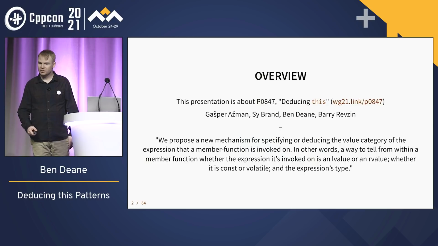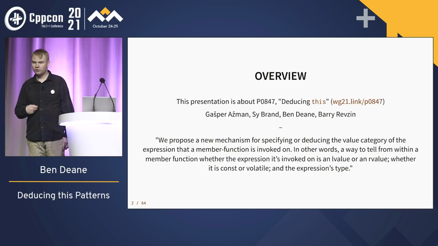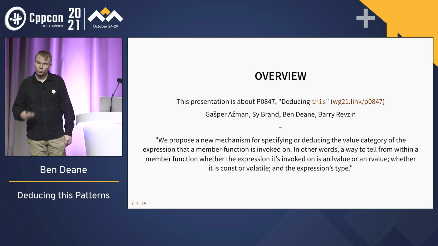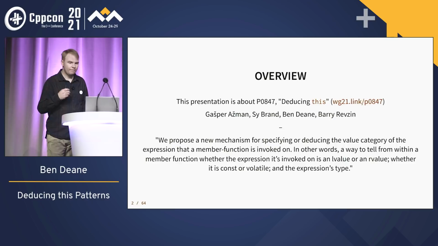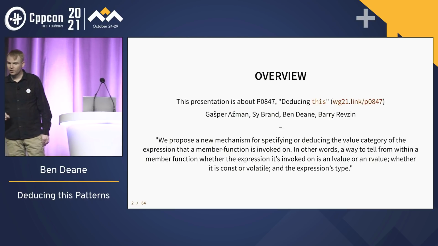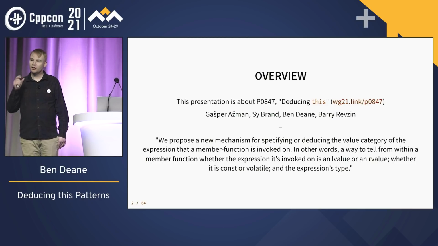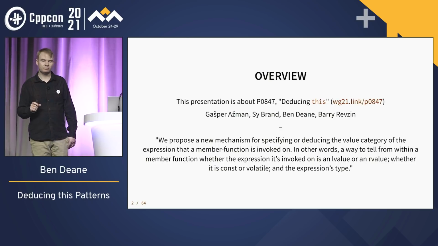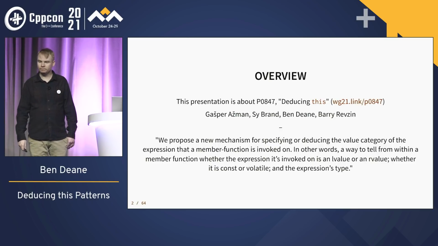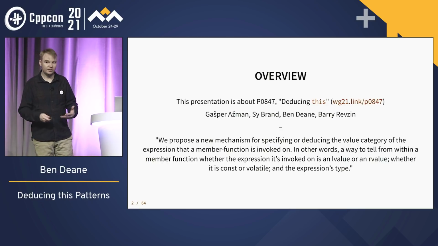So, the feature is P0847, that's the paper number. I'm a co-author along with Gashper, Sai, and Barry. And what the feature is in a nutshell, this is the abstract: a new mechanism for specifying or deducing, that's important, you can do both, the value category of the expression a member function is invoked on. So the type of this, the type of the object, that implicit first object parameter. So whether it's lvalue or rvalue, whether it's constant or volatile, and its type.